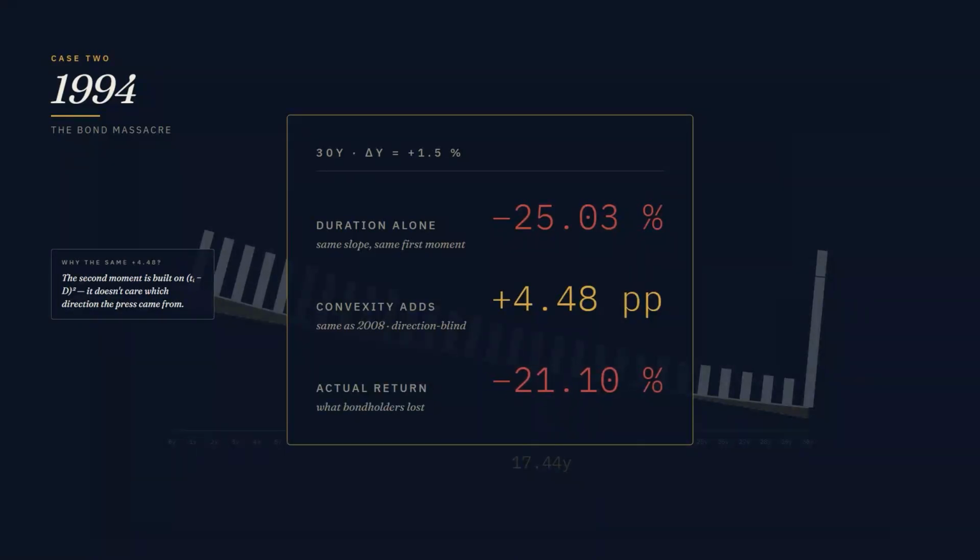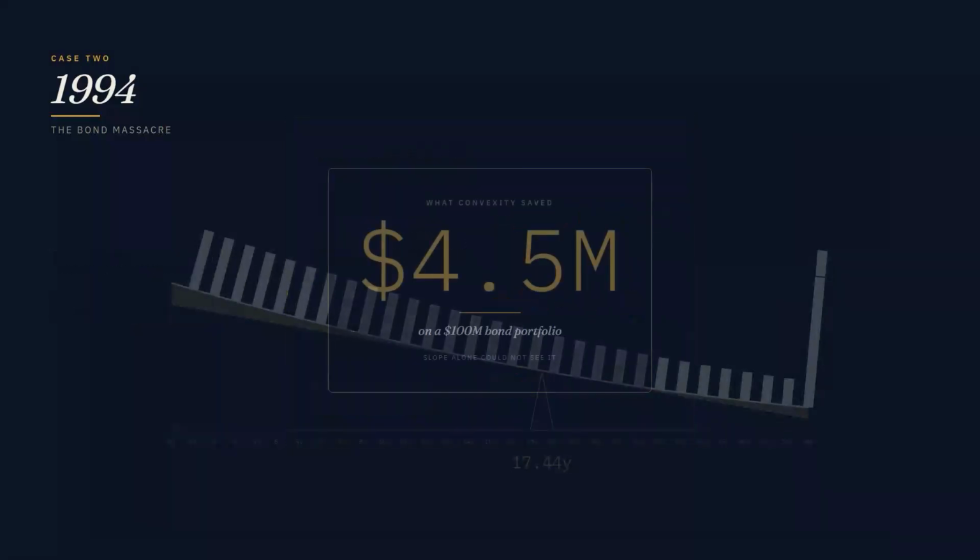Reality landed at minus 21. Convexity took 4.5 points off the loss, compared to what duration alone said it would be. On a $100 million bond portfolio, that's $4.5 million saved by something duration alone, the slope alone, could not see.